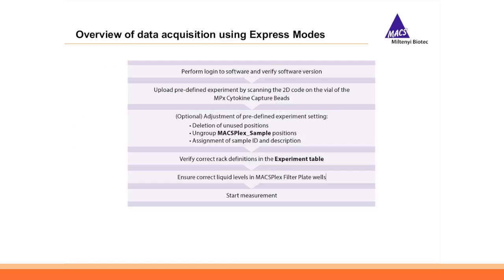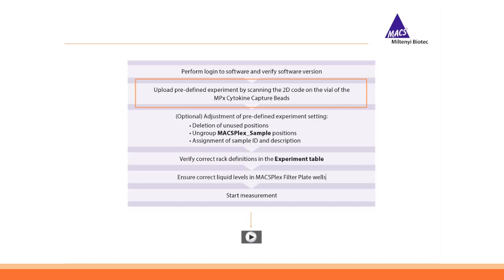Here I'd like to show you a short overview of the data acquisition using our Express modes. So you see, the first step is to log into the software. And then the really important part is very short: you only have to scan the 2D code on the vial of the capture beads, and automatically your predefined experiment is uploaded. Then you have the option to, for example, assign the sample ID and description to your sample positions. Then you verify that everything is correctly defined in the experiment table, and ensure that you have correct liquid levels in all of your MACSPlex filter plate wells. And then the next step is to start the measurement. So you see, it's really, really easy.